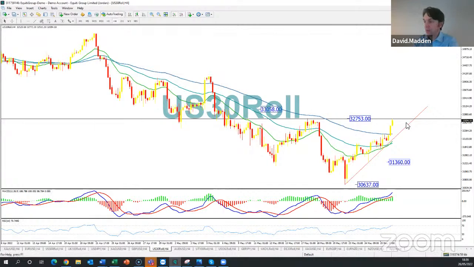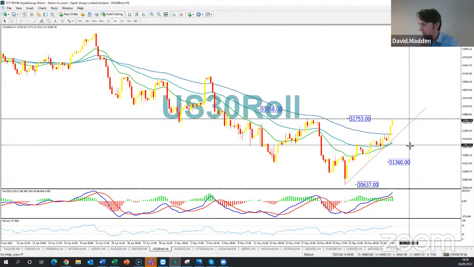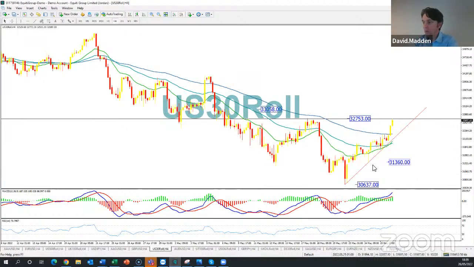On the downside, if all three indices fail to reclaim their recent peaks and actually turn lower again, where would I be looking to head down towards? First and foremost, I'm looking towards these three simple moving averages, the lowest of which comes into play around 31,900, and then below that, I'm looking down towards this zone here around 31,360.